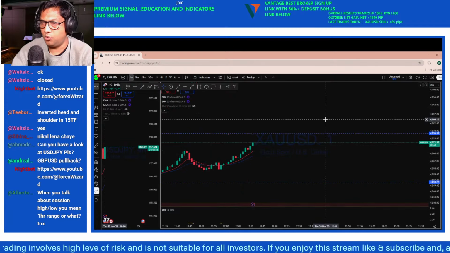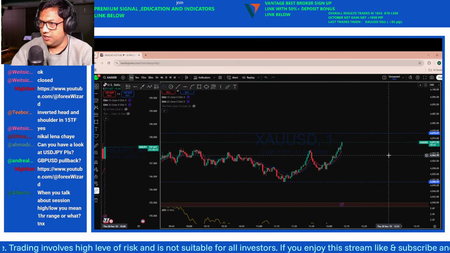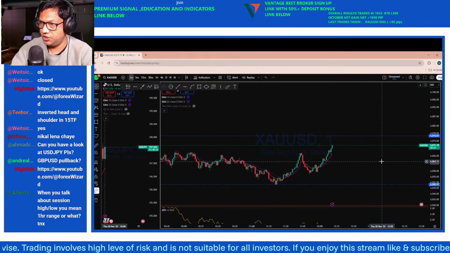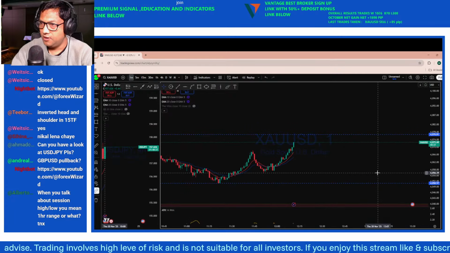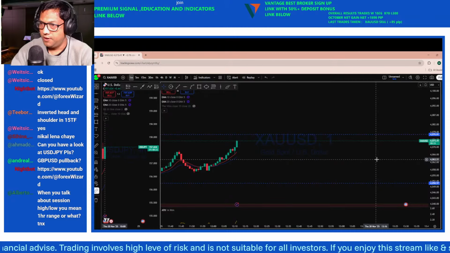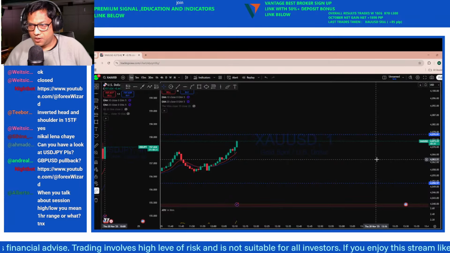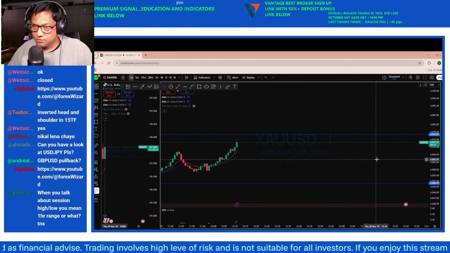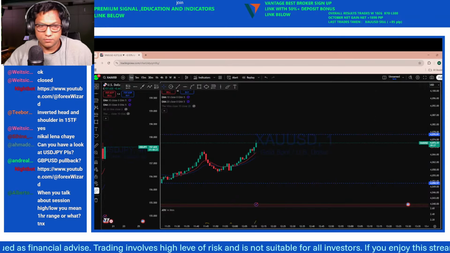So I'm looking at the 1 minute chart. We see it created a support here. The market is trending with a bigger impulse. That might have changed the trend here.